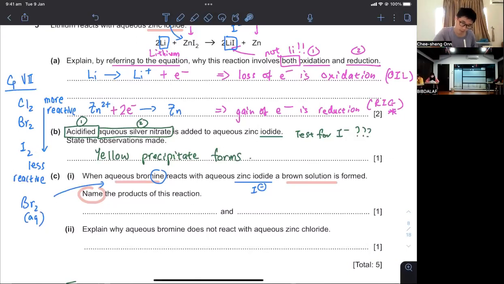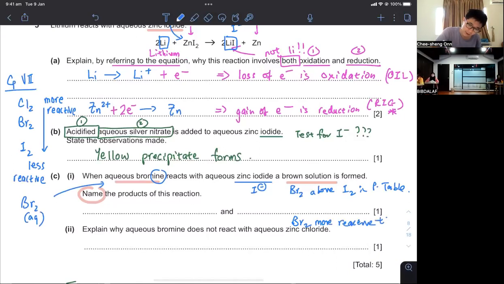Now, what do we see? Bromine is above iodine in the periodic table. So as a result, bromine is more reactive than iodine. I know they're not asking for the reason, but sometimes they can ask you for the reason. Because you're above iodine, you're more reactive than iodine. You can kick out, you can displace, okay? The reaction is called displacement. Yes, straight from the syllabus, by the way. They can displace the I2 from I minus. So I minus, iodide, become I2.